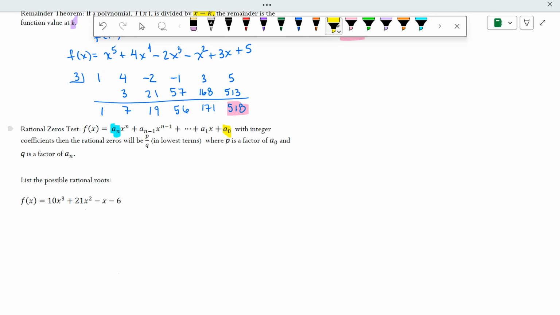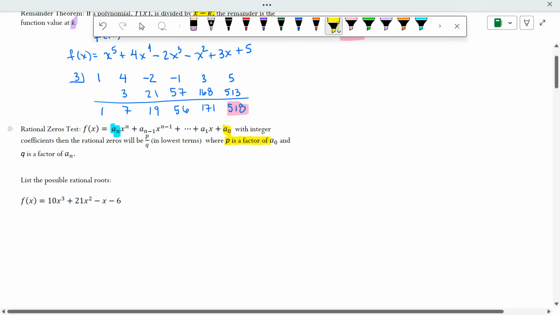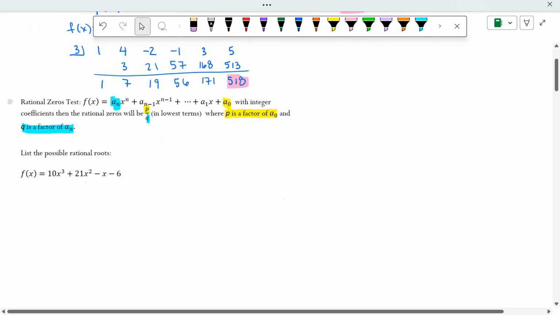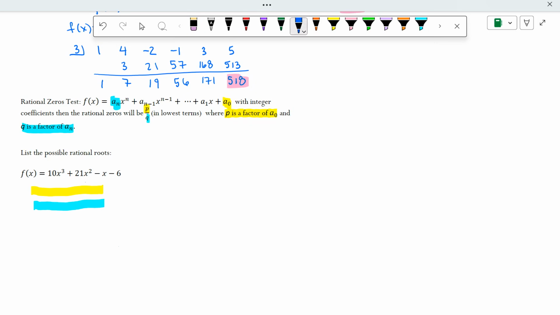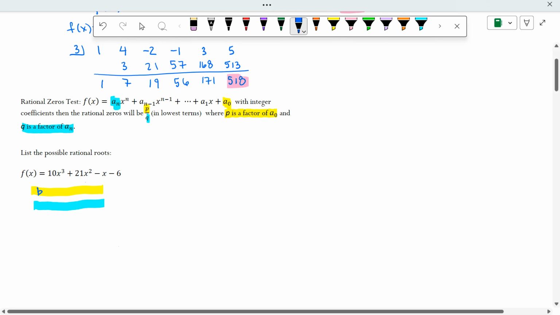P is a factor of the constant term, and Q is a factor of the leading coefficient. So if we want to list the possible rational roots, we need to look at factors of the constant term and factors of the leading coefficient. So my constant term is 6. We don't put the sign on it because we are going to be looking at plus or minus.